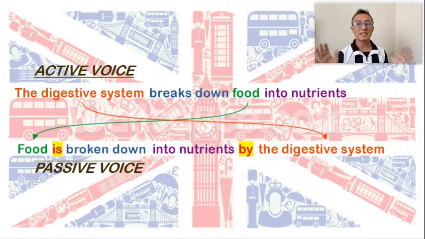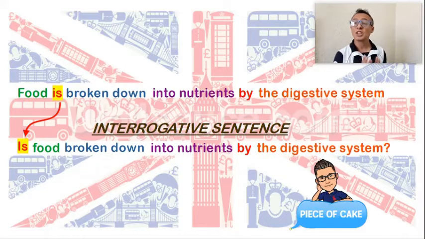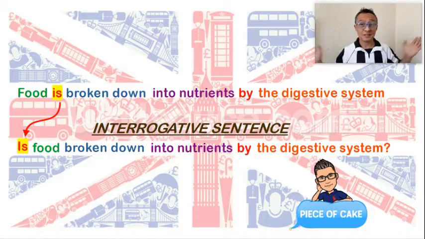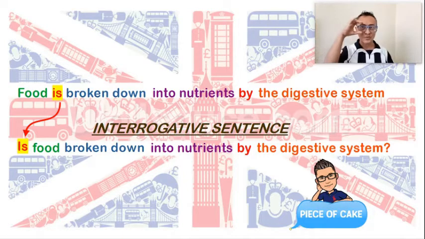To turn a passive declarative sentence into an interrogative one, you have to do the same as you do in the active voice. Move the verb be to the beginning of the sentence and place a question mark at the end. That's all. Now, focus your attention on how to identify passive voice sentences and make them into questions.